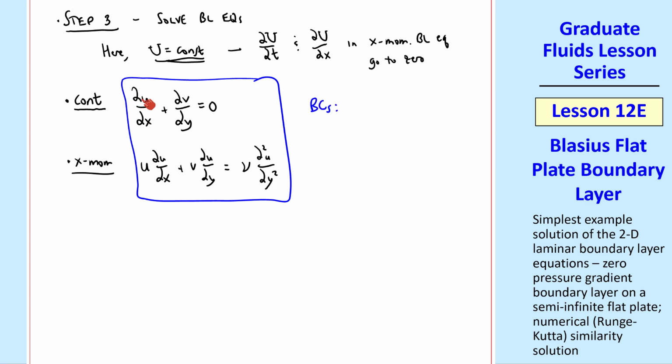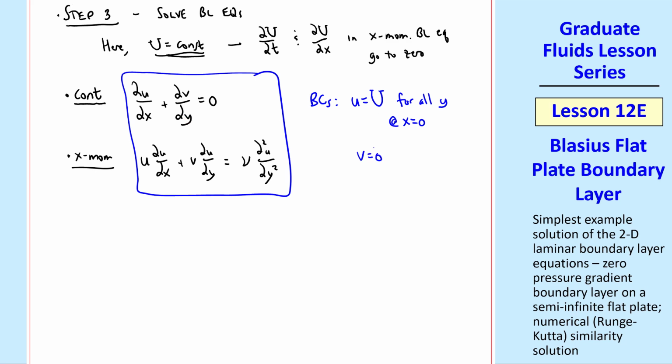The highest derivative of U with respect to x is first order, so we need one boundary condition for U for all y at some x, which we'll specify at x equals 0, the leading edge of the plate, where the boundary layer has not yet formed. We have a first order derivative of V with respect to y, so we specify the no-slip condition, V equals 0, for all x at the wall, or y equals 0.